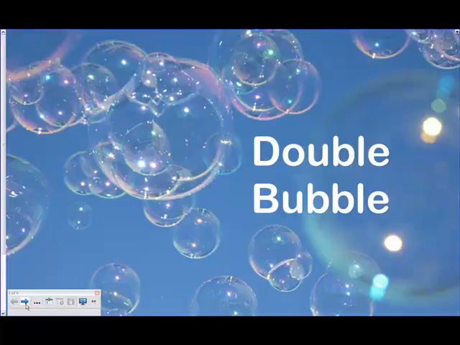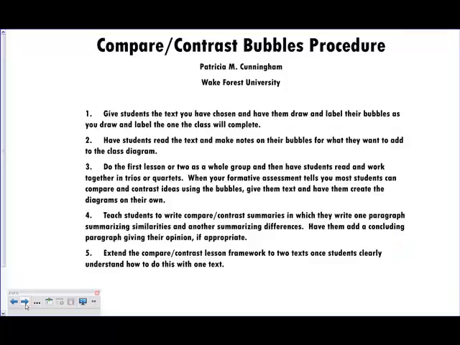In this video, we are going to learn how we can use technology to support the double bubble procedure, also known as compare-contrast bubbles or Venn diagrams. Let's take another look at the procedure. If you review step 2, you will see that students start off by adding notes to a class diagram. While working together in a whole group setting, the SmartBoard is an ideal tool for this procedure.